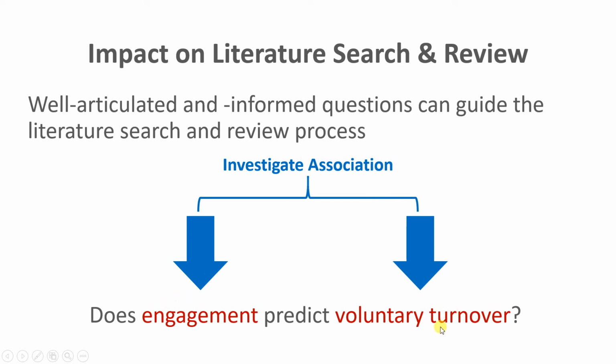So this means doing a targeted search where maybe you're searching for engagement, in the sense of Boolean logic, and engagement and voluntary turnover. So finding those scientific or peer-reviewed sources in which both engagement and voluntary turnover appear either in the body of the manuscript or in the title, or both.